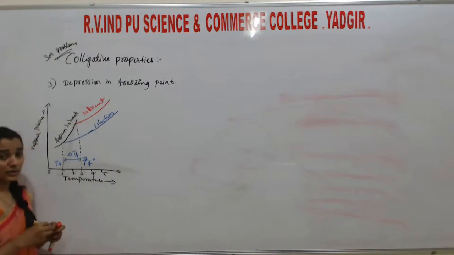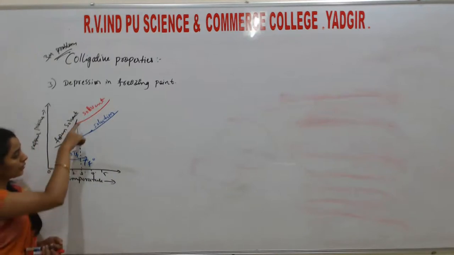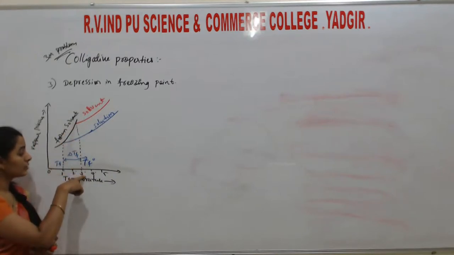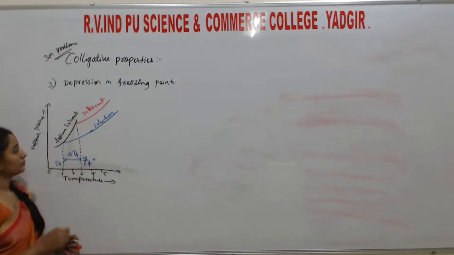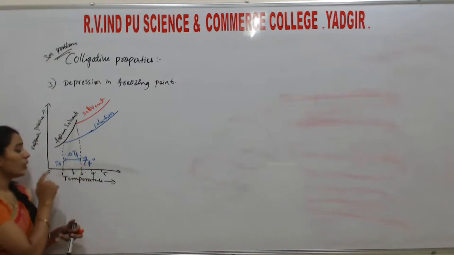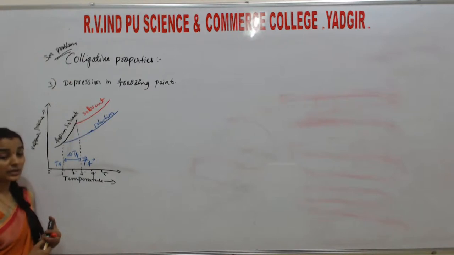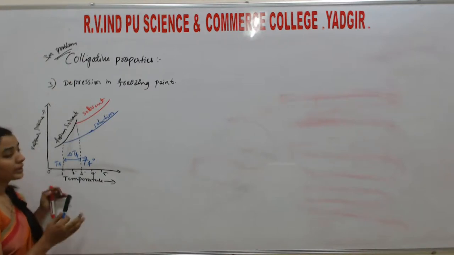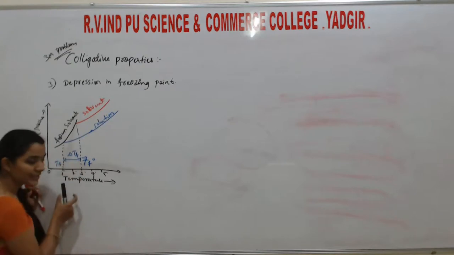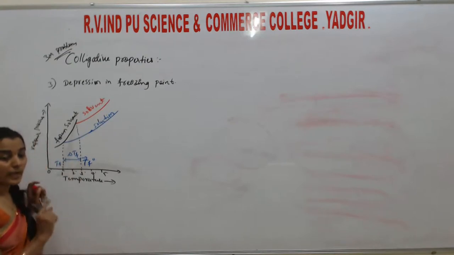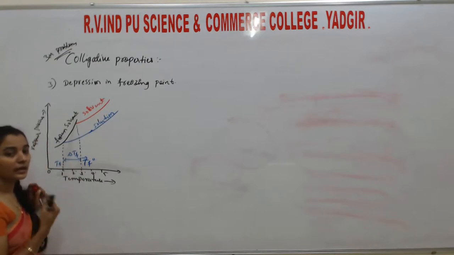Just assume, it's an assumption. If pure solvent freezes at 3 degrees Celsius, then this solution freezes at 1 degree Celsius. There is a decrease in what? Depression, a decrease in the freezing point temperature. So decrease means depression, and increase means elevation.